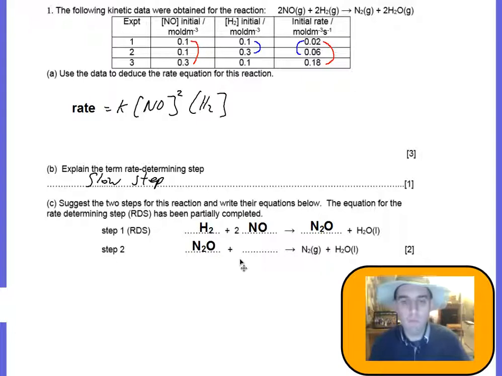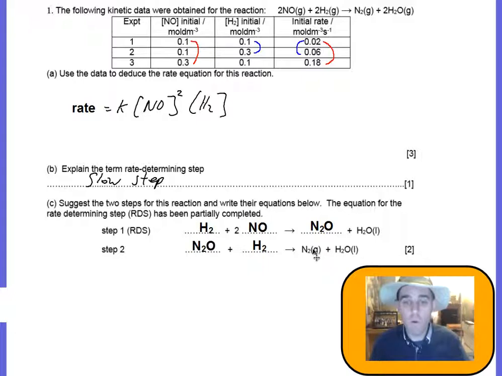So what does it react with? Well, if we look, we've used 1 hydrogen here in the rate determining step, but in the overall equation, there's 2 hydrogens. We've used both the NOs in the rate determining step, but only 1 of the hydrogens. So the second hydrogen must react in the fast step and react with the intermediate, and then we make these products here.